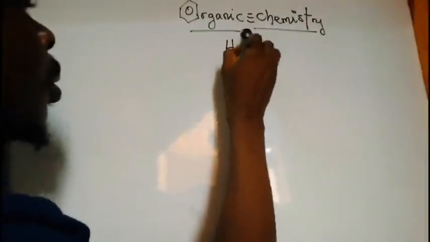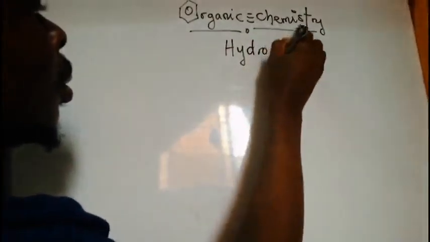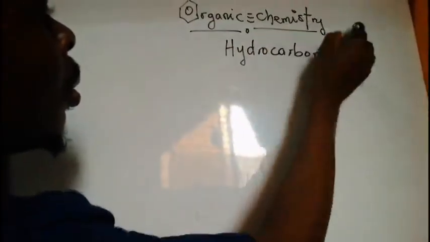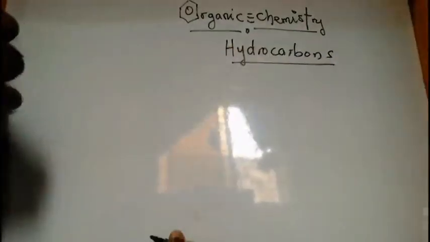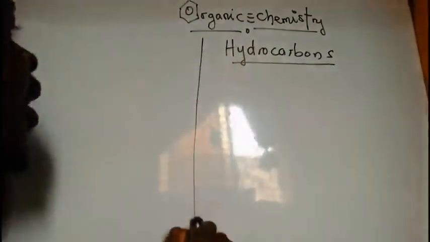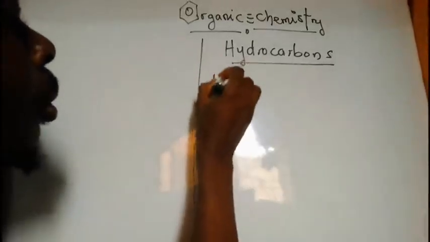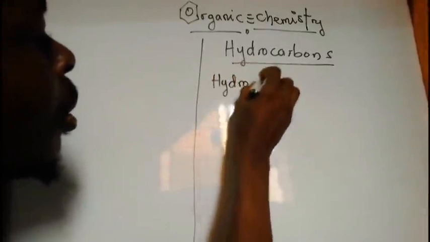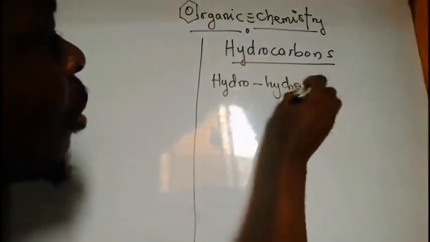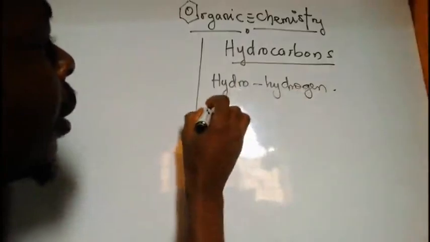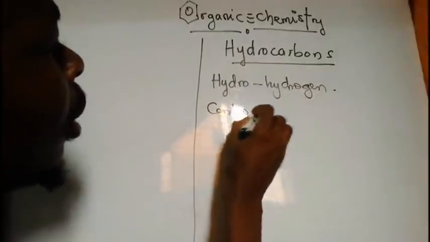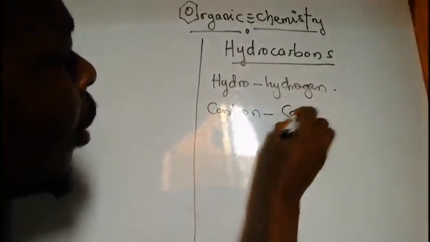Now, quickly, we are starting with what we call hydrocarbons. So, what are hydrocarbons? Basically, the word hydrocarbon comes from two different origins. Hydro, which means what? Hydrogen. It comes from hydrogen. And then carbon, from carbon.